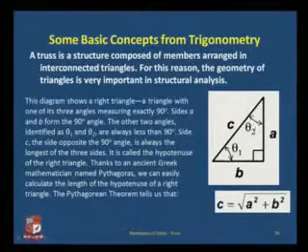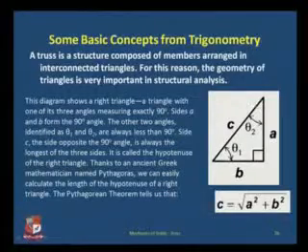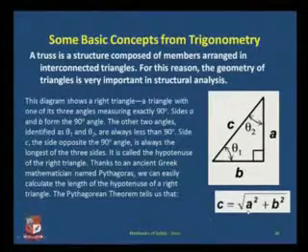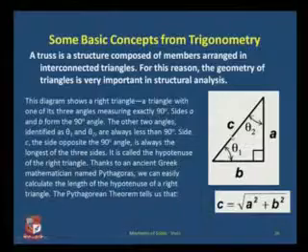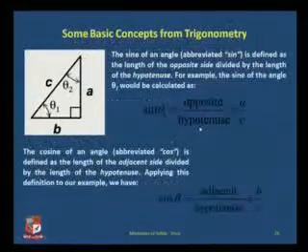Why do I require this? If I want to find out the length of C, that is member C, then C is given as root of a square plus b square, which is the famous Pythagoras theorem given by a great mathematician. And if I want to find out theta 1 and theta 2 after finding out the value of C, then how do I find those out?